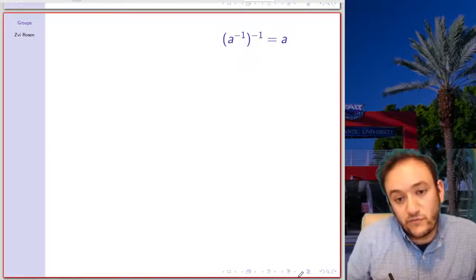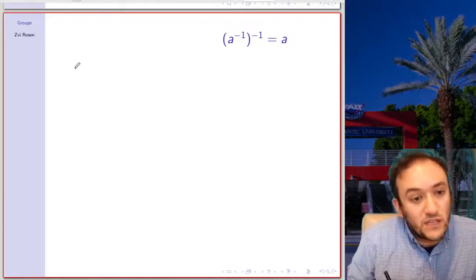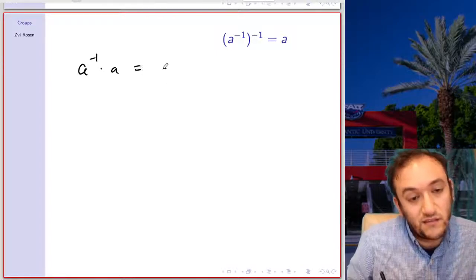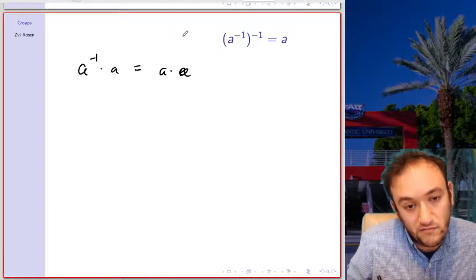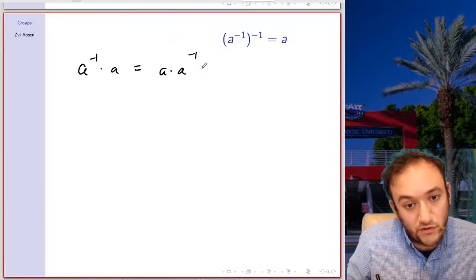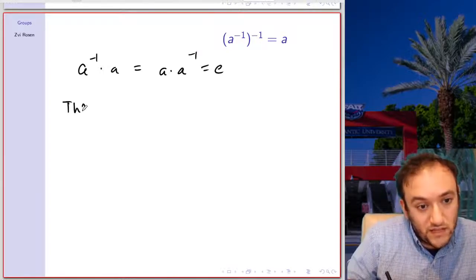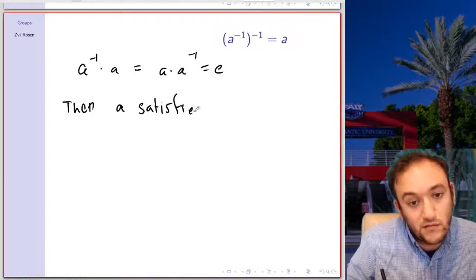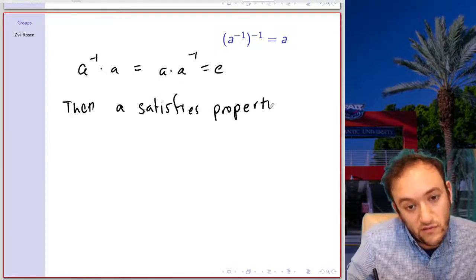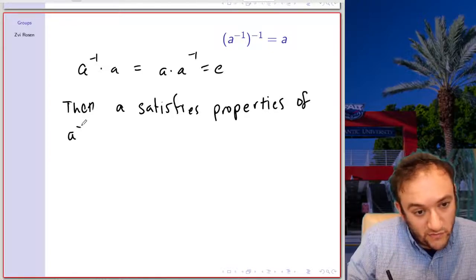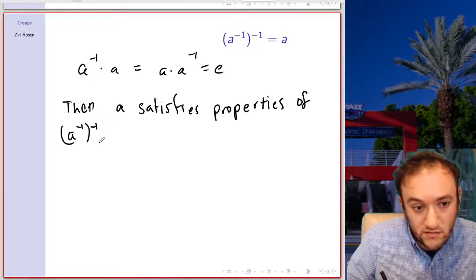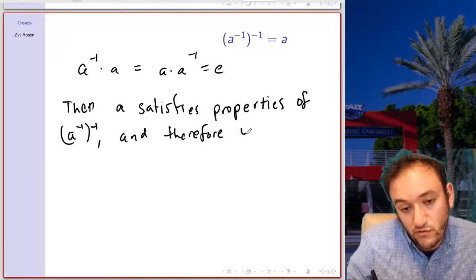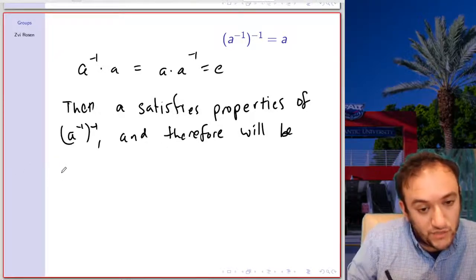Okay, the inverse of an inverse is the element itself. Well, if A inverse times A equals A times A inverse equals E, then A satisfies the properties of the inverse of the A inverse element, and therefore is the unique element to do so by what we just deduced.